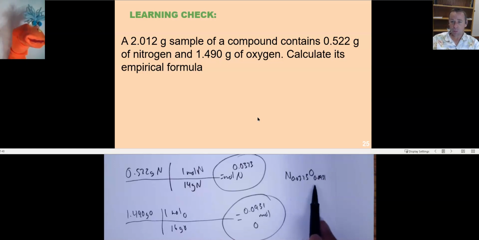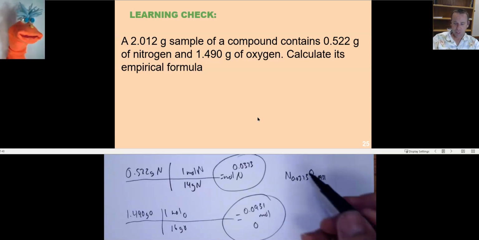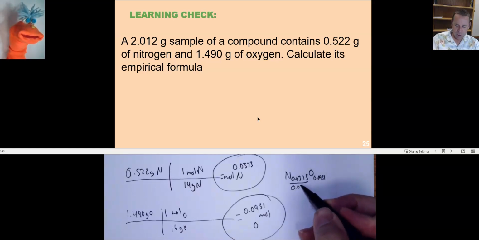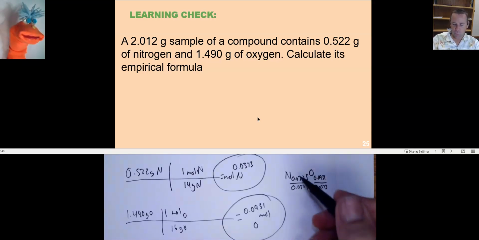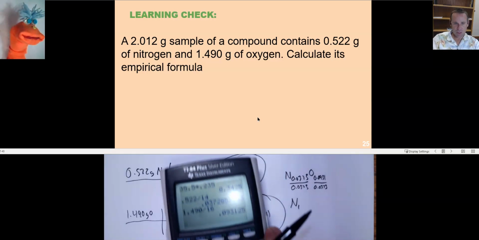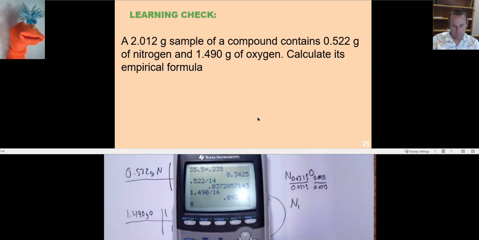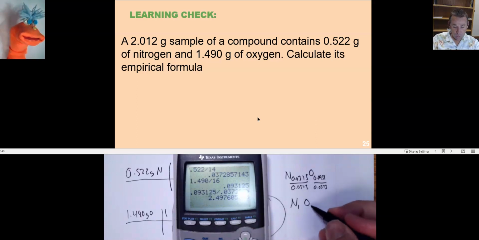So this isn't a whole number ratio, though, is it? Do you remember how we get to a whole number ratio? Just divide by the smallest one. Yeah, because what that does is when I divide by the smallest one, 0.0373, that's going to force one of these to 1, right? And then this one here, let's see what that one does. It's my 0.0931 divided by the 0.0373, and then I get O 2.50.